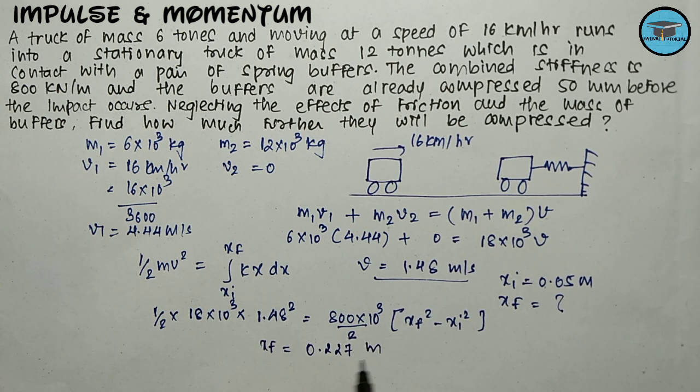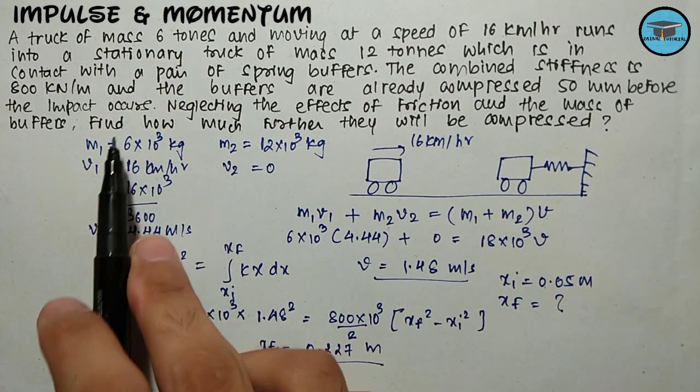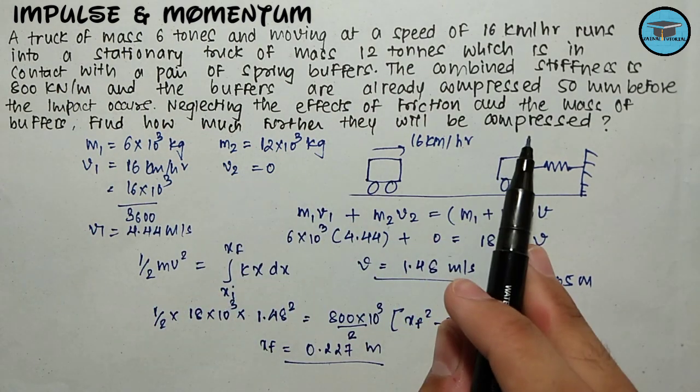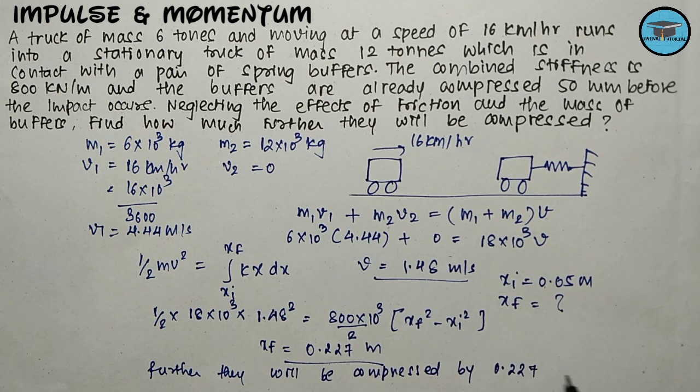So placing the values, we get the value of xf as 0.227 meter. This is the total compression of the spring, but we have been asked to determine how much further they will be compressed. So further they will be compressed by 0.227 minus 0.05. The value comes out to be 0.177 meter.